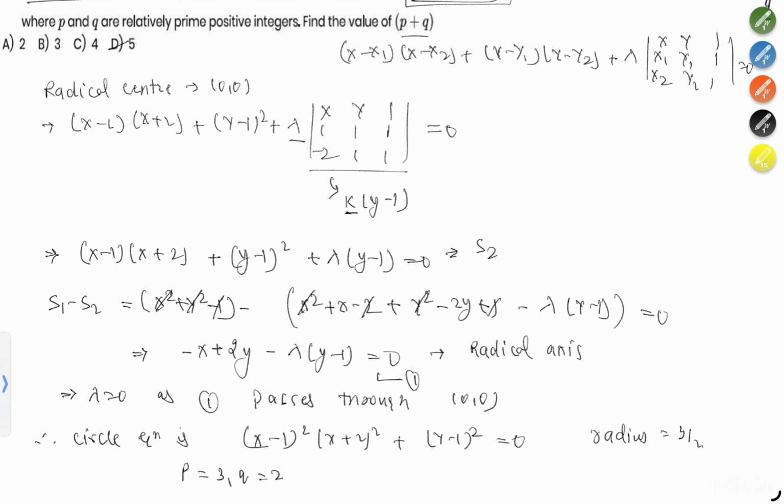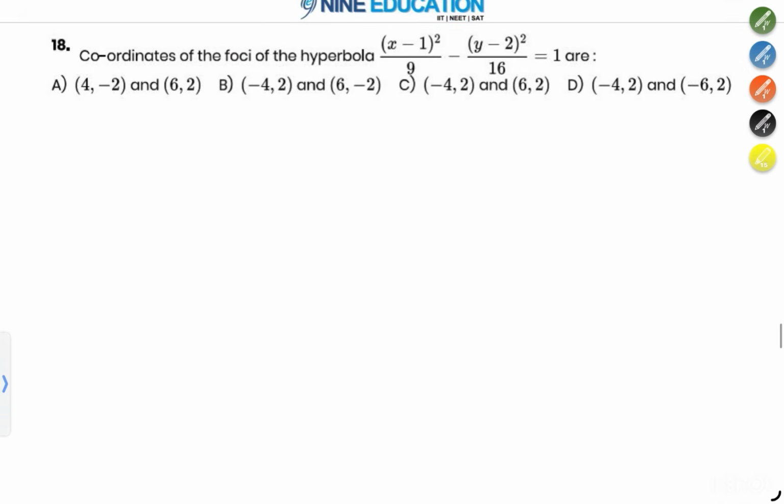Okay, now let us move to the next question, question number 18. They have given the coordinates of the foci of the hyperbola we have to find. They have mentioned the values of a square and b square. A square is 9 and b square is 16. We know e square minus 1 is b square by a square, in this, sorry, not ellipse, hyperbola. So we can write this is going to be 16 by 9. So e square is 25 by 9, so we get the value of e as 5 by 3. We cannot take minus 5 by 3 because eccentricity is not negative.